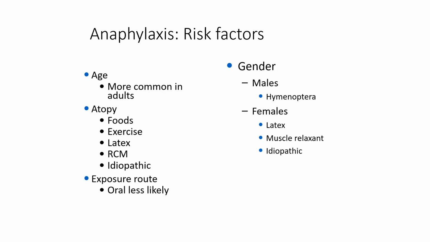Coming to the etiology of anaphylaxis, it is more common in adults, due to some foods, exercise, latex, or idiopathic causes, mostly due to parenteral exposure. It is more common in males in comparison to females. In males it is due to exposure to bee stings, hymenoptera, that is bees. In females it is due to latex, and perioperatively due to exposure to muscle relaxants, and idiopathic.